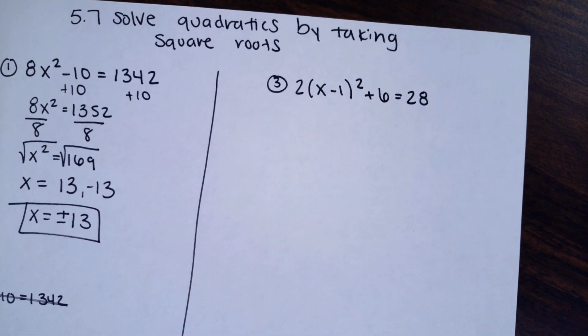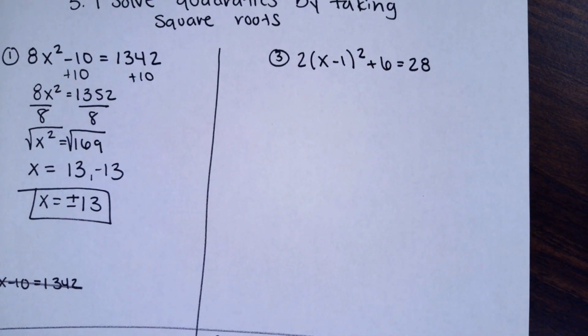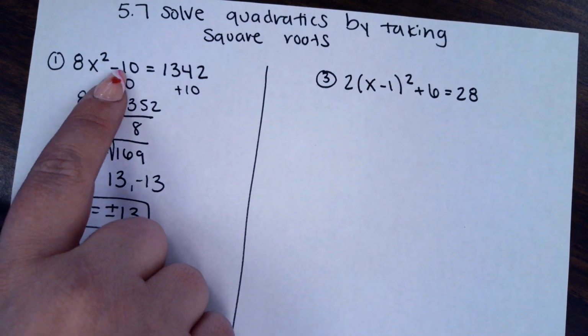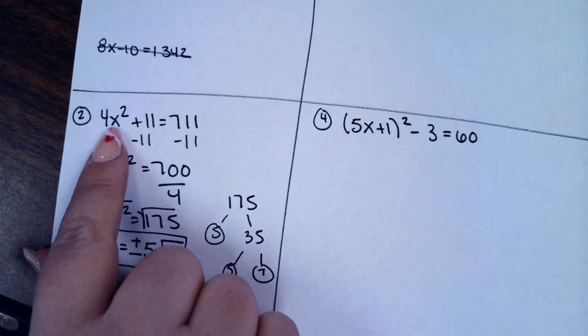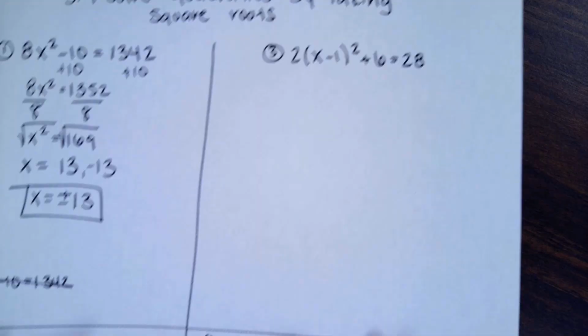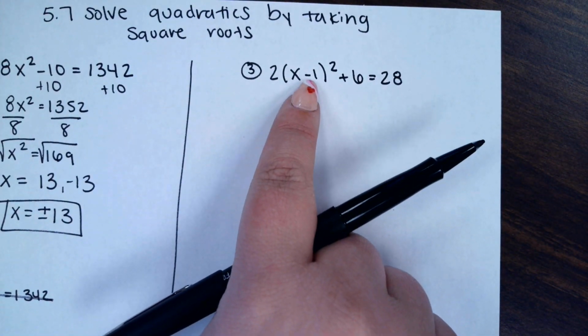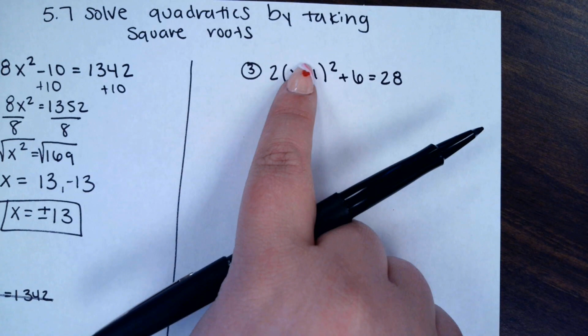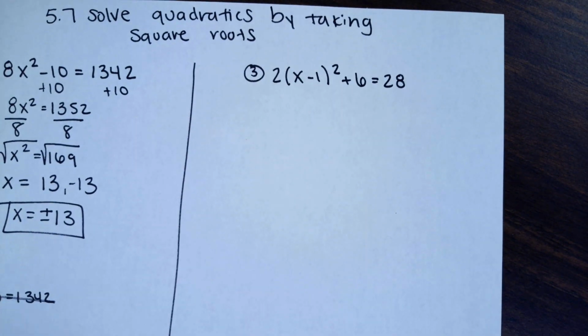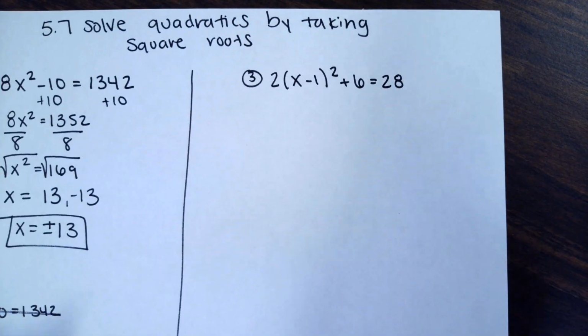All right, number 3. So number 3 looks a little different, right? We don't directly have an x squared term like we do in these equations. But if you think about it, if we foiled this x minus 1 squared, it would give us an x squared term. So this is still a quadratic even when it's written like this.